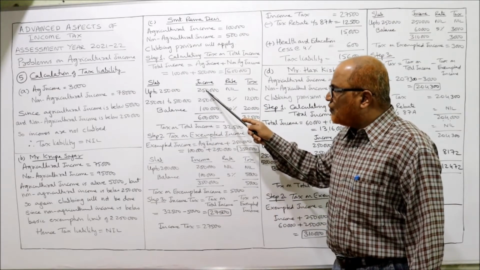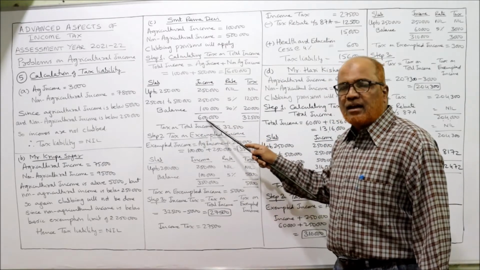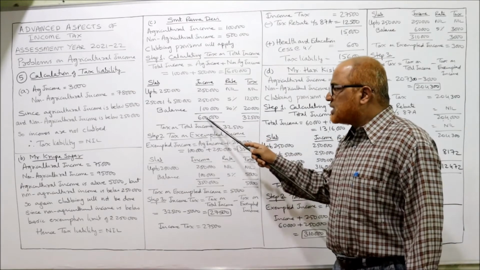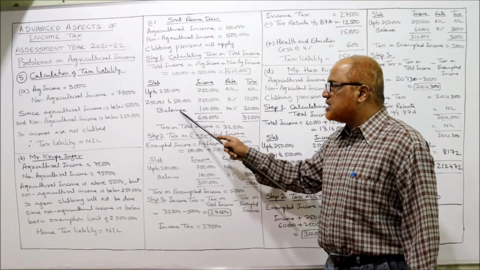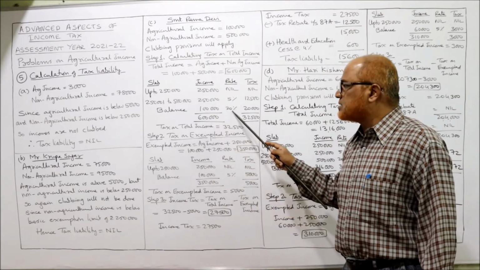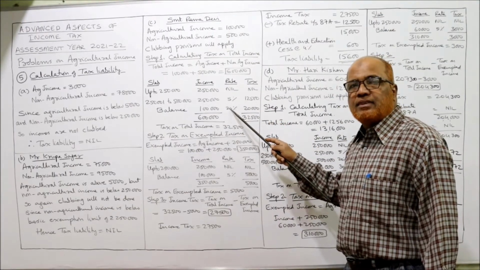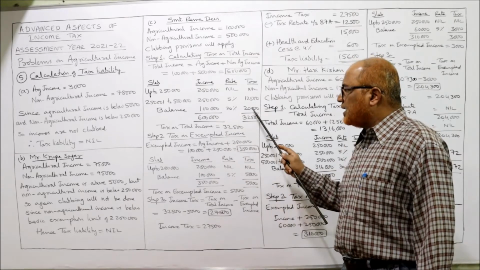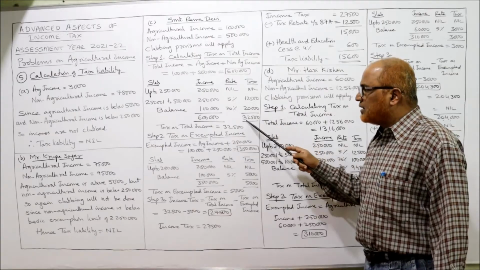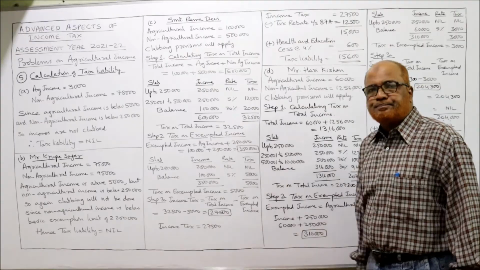6 lakh minus 2.5 minus 2.5, so the balance is 1 lakh. Out of 6 lakh, first slab 2.5, second slab 2.5. So 6 lakh minus 5 lakh, balance is 1 lakh. On this 1 lakh, the third slab is 20%. 0%, 5%, 20%. So 20% of 1 lakh is 20,000. Now take the total, 20,000 plus 12,500, which is 32,500. 32,500 is the tax on total income.